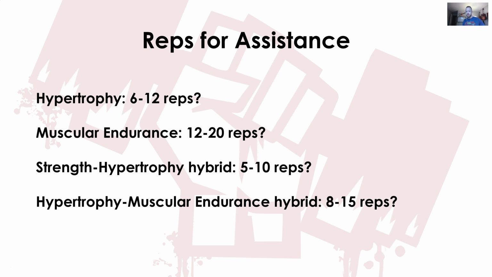Muscular endurance, 12 to 20 reps. Strength hypertrophy hybrid, 5 to 10 reps. Hypertrophy muscular endurance hybrid, 8 to 15 reps. And the funny thing is, I still use these ranges all the time for our assistance. I look at our clients and think, all right, hypertrophy, muscular endurance, strength hypertrophy hybrid, hypertrophy muscular endurance hybrid, what makes sense for them? And that's the range I'm going to use for them. I go to this all the time. So I guess bro science is still kind of the win here.